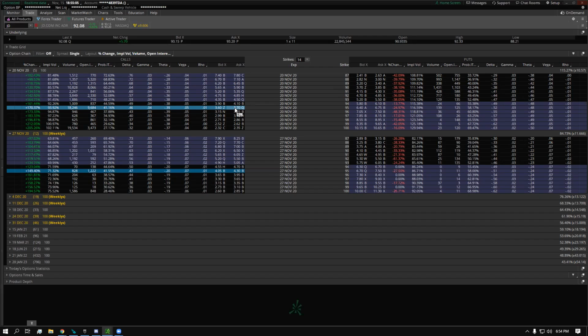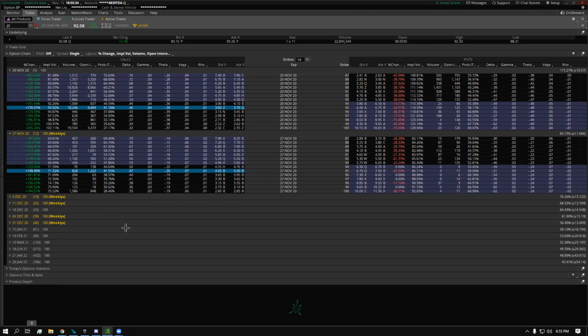But if you take IV crush into account, then JD really needs to jump at least 5% for you to make any money. And if JD beats earnings and goes up 3%, you guys will actually lose money. Does that kind of make sense, guys? I know I'm doing a lot of talking, but I want to make sure you really grasp this concept. You've got to use basic mathematics to figure out why some contracts might not be worth it.